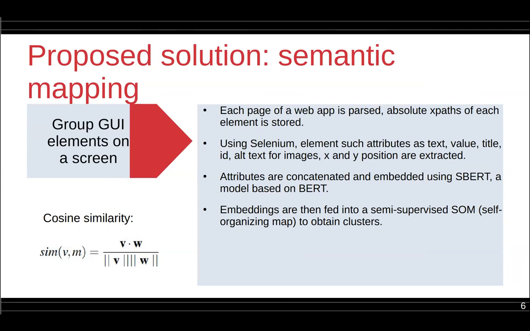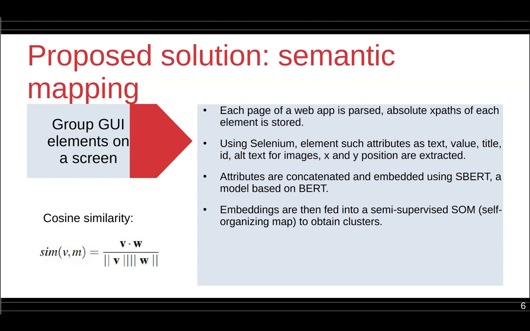First of all, let's say we have a web page and using Selenium, we extract attributes which are then needed for embeddings. Such attributes are concatenated and embedded using BERT, which is sentence-level BERT. Then these embeddings are fed into a semi-supervised self-organizing map and clusters are obtained. I have to point out that each cluster contains only one widget. So there are at least as many clusters as there are widgets on the page.